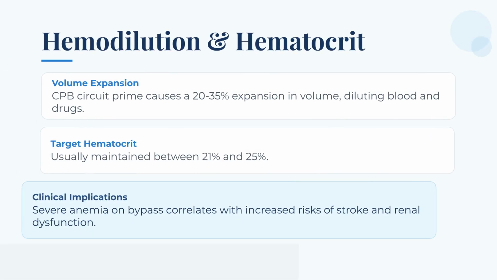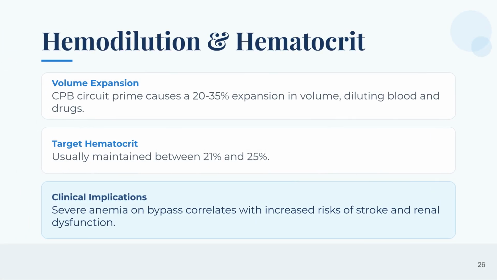Hemodilution is an unavoidable side effect of circuit priming. Hematocrit is typically managed between 21 and 25%. Maintaining these levels is vital to mitigate risks associated with anemia during the bypass run.